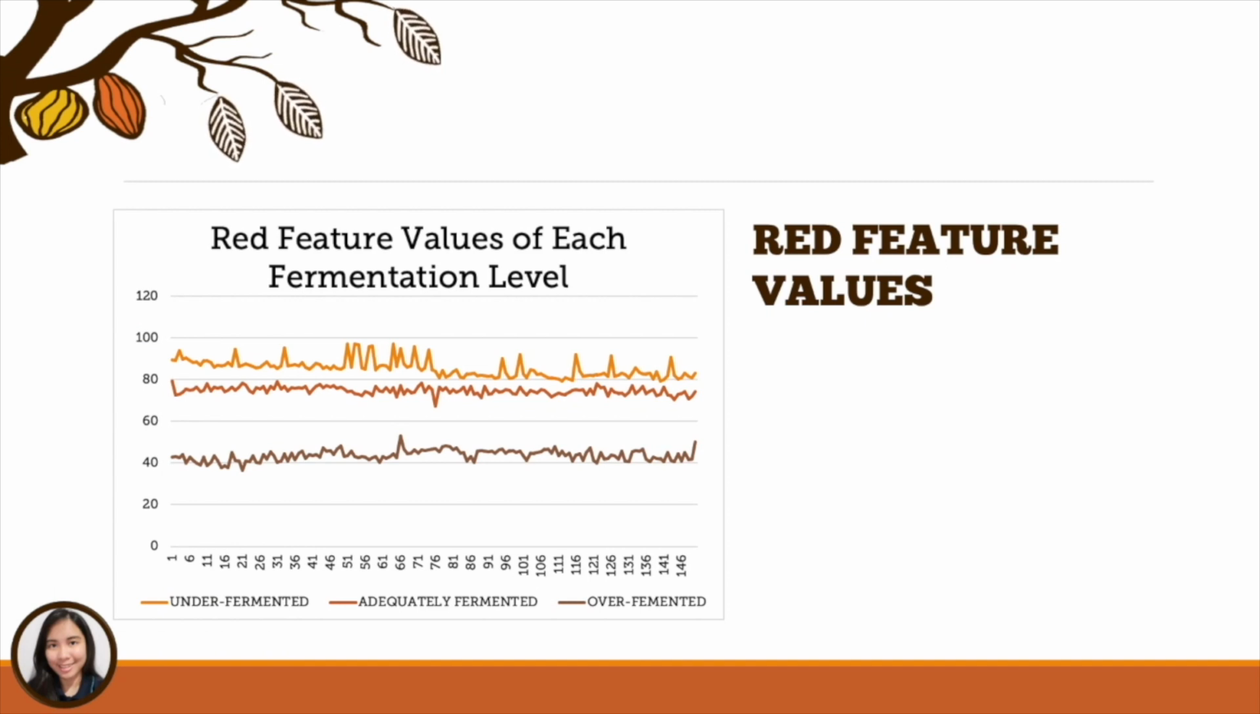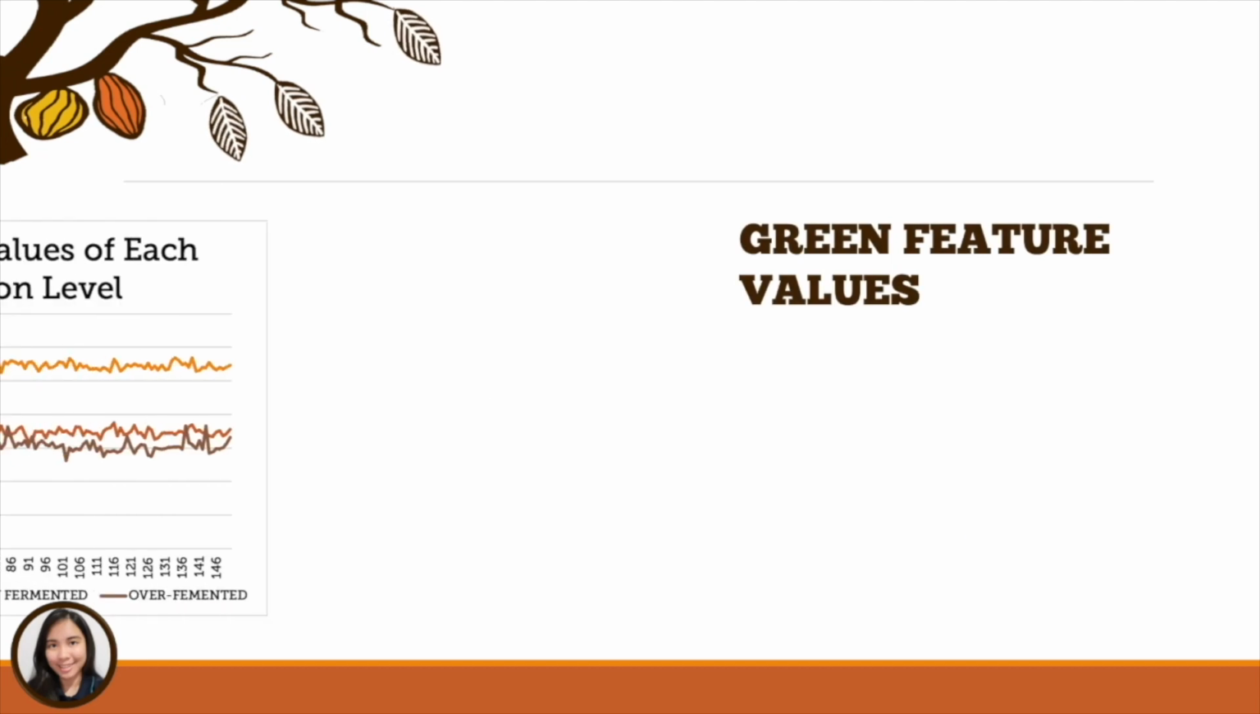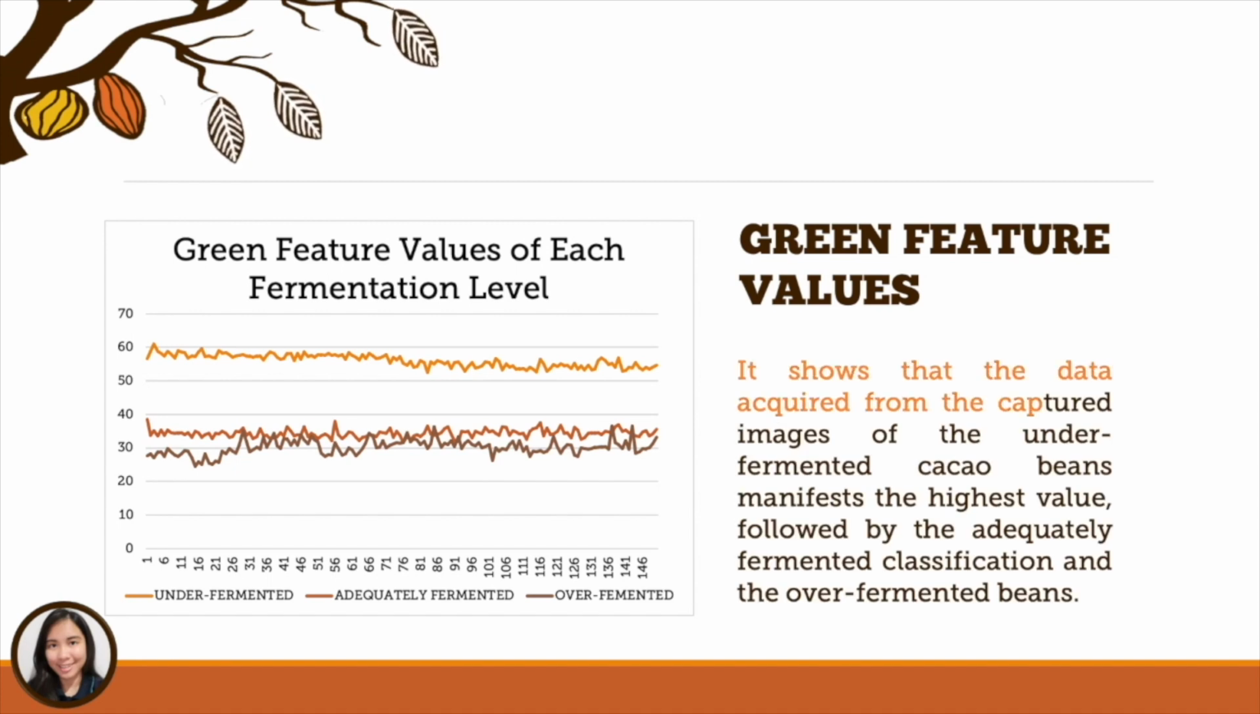This has been derived from the RGB color space, and it can be inferred from the data that the under-fermented classification manifests the highest value of the red feature, followed by the adequately fermented and the over-fermented. There is also a distinct difference between these classifications in terms of this feature. For the green feature values, which have been derived from the RGB color space as well, it shows that the data acquired from the captured images of the under-fermented cacao beans manifests the highest value, followed by the adequately fermented and the over-fermented beans.